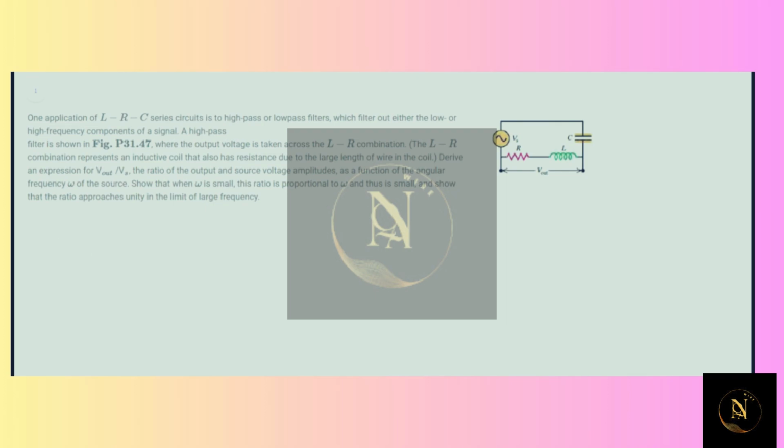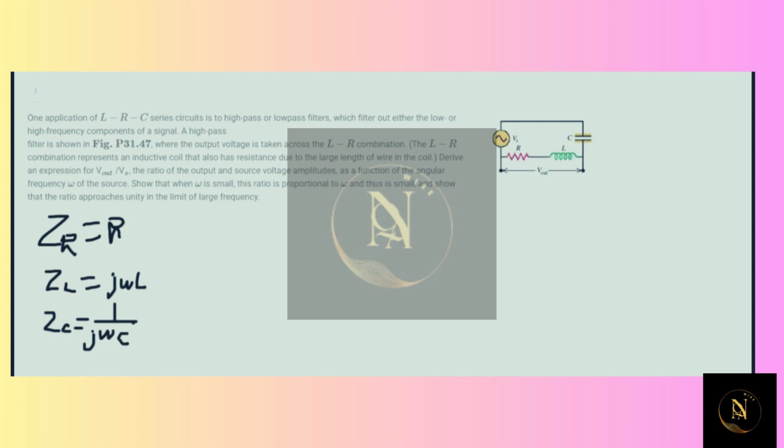The impedance for R, L, and C are given as follows. ZR is simply R, because the resistance does not rely on the frequency of the source. The impedance for the inductor is j times omega L, where j is the unit imaginary number, omega is the frequency, and L is inductance. For the capacitor, the impedance is 1 over j omega C.